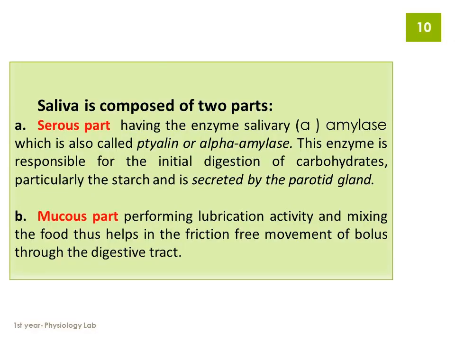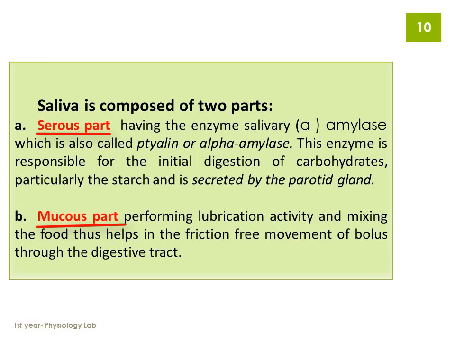Saliva is composed of two parts: 1. Serous part, having the enzyme salivary amylase, which is also called ptyalin or alpha amylase. This enzyme is responsible for the initial digestion of carbohydrates, particularly the starch, and is secreted by the parotid gland. And 2. Mucus part, performing lubrication activity and mixing the food, thus helping in the friction-free movement of bolus through the digestive tract.